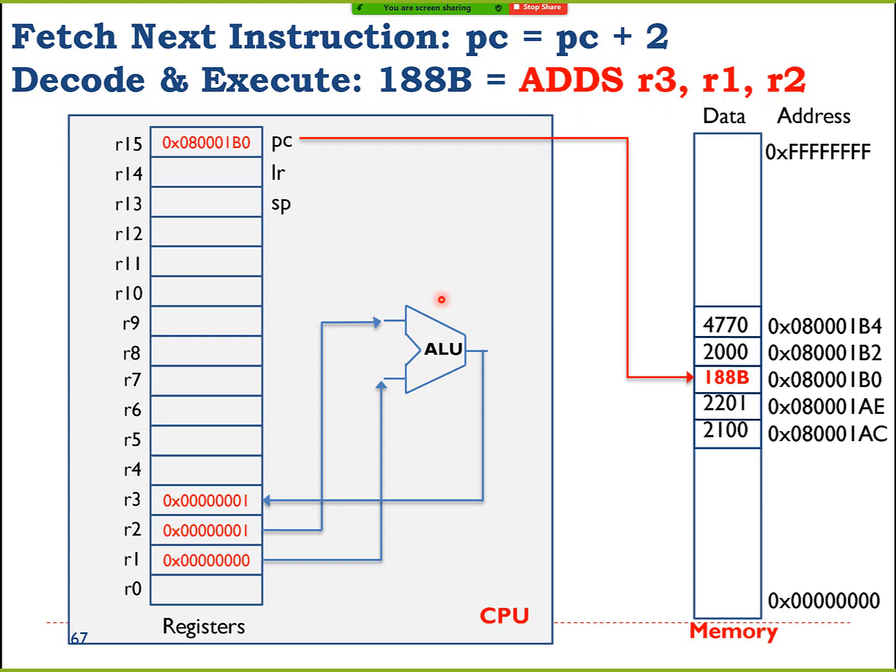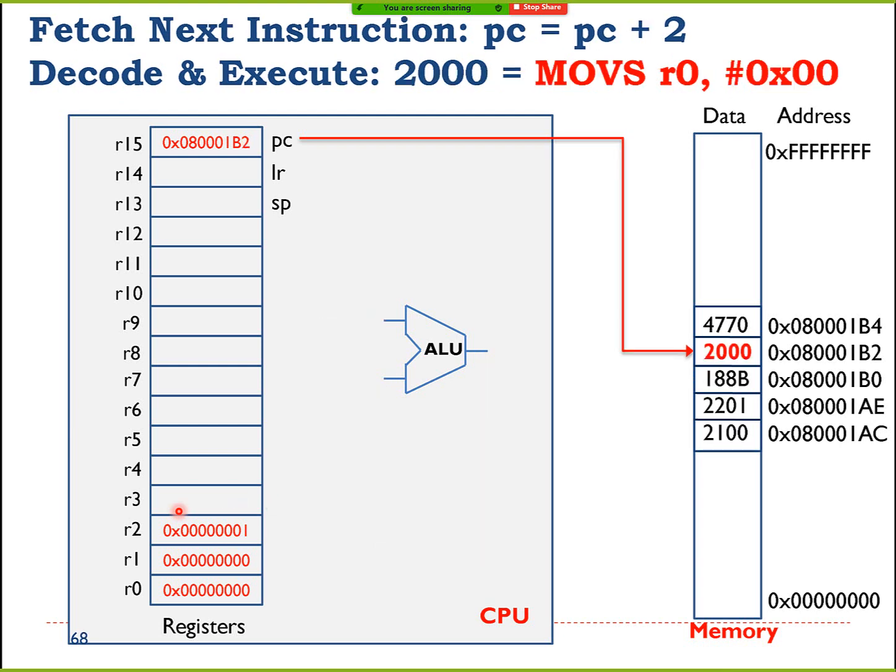So if I execute this, if I add these two, I send registers 1 and 2 to the arithmetic logic unit, right? I tell the ALU you need to do an addition, I add them and I store the result in R3, right? Then you will increase your program counter.